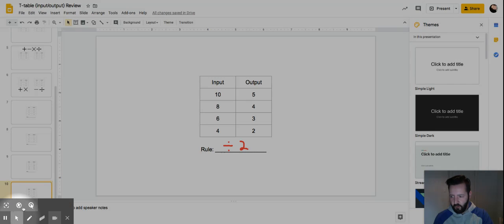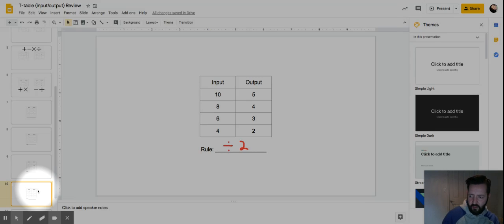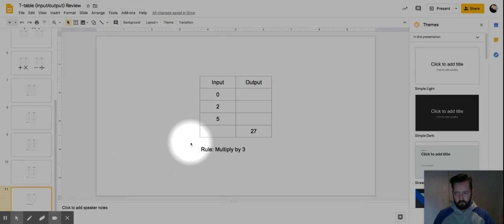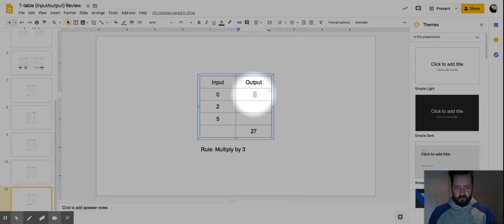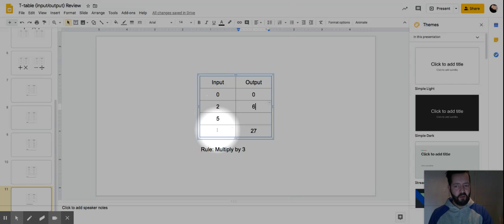All right, guys, we got one more slide to do here. Thanks for hanging in there with me. The last type of problem you might see with input and output tables is that they give you the rule, and then they ask you to use that rule to transform an input value to its output value. So let's use this rule. If we put in a 0 and multiply that by 3, that would give us 0. If we put in a 2 and multiply that by 3, that would give us a 6. Now, again, you'll notice that I'm not using consecutive numbers for my input values here. I'm skipping around 0, 2, 5. That means that we aren't going to be able to use patterns to predict the next one here.